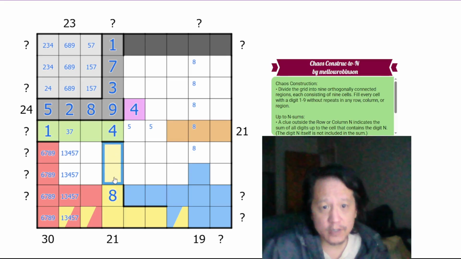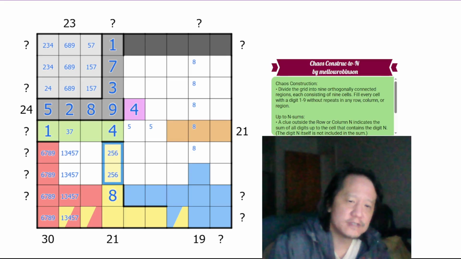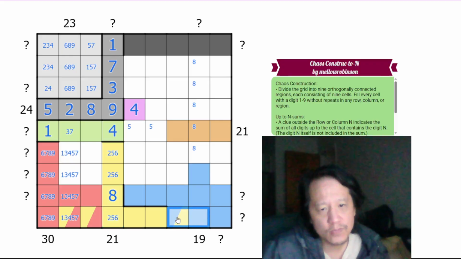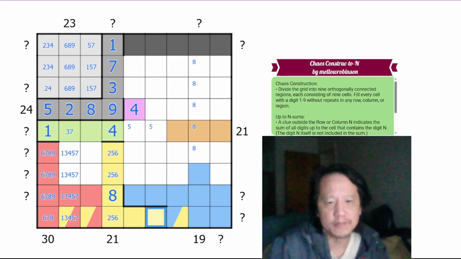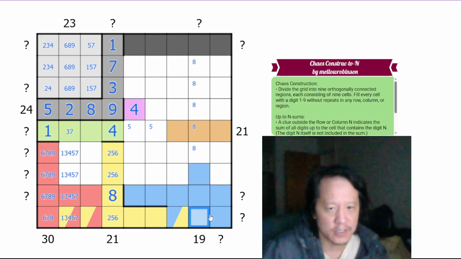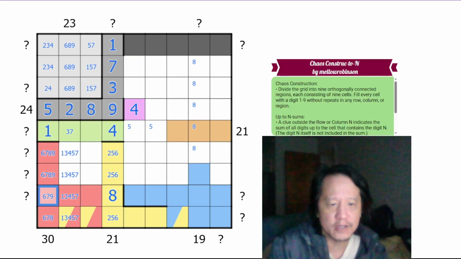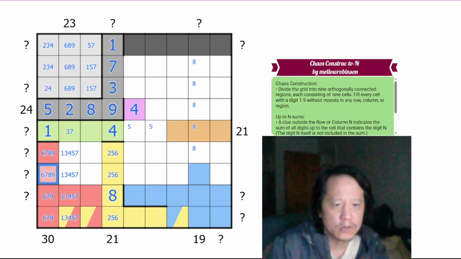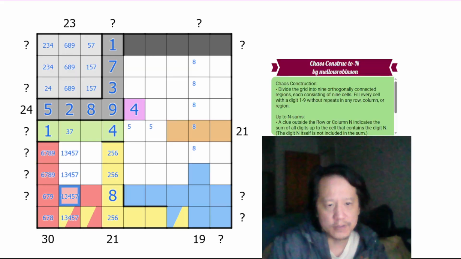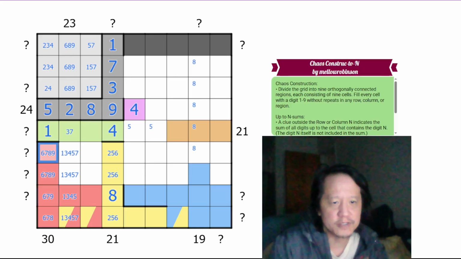We have 8 here. The remaining digits are 2, 5, and 6 in the column. So therefore, where's 9? 9 cannot be here because it must be the sum up to 9 here. This obviously can't be 8 anymore. This can't be 7 because of the 6, 7, 8, 9 quadruplet in the region. This can't be 1 or 5 or 6, 7, 8, 9. So this is 2, 3, 4 here.